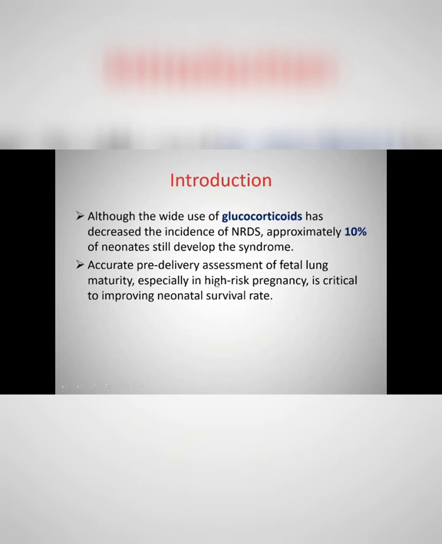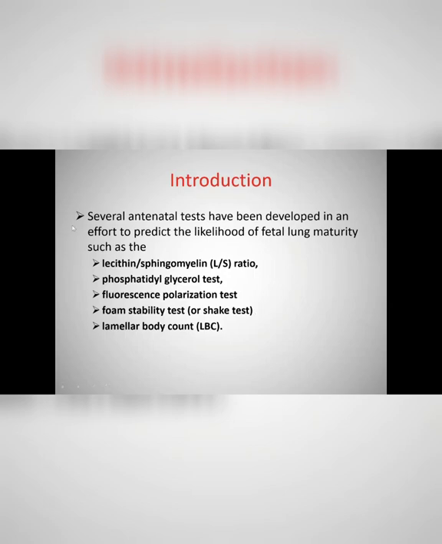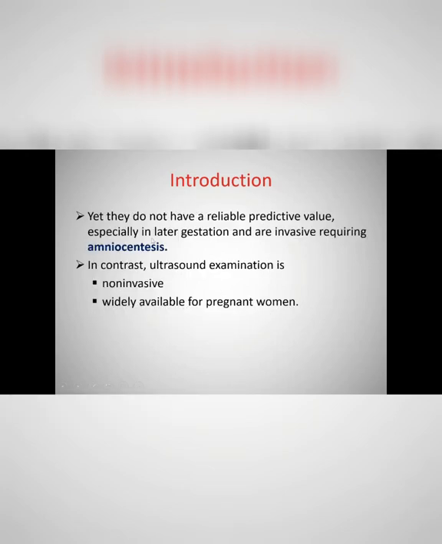Accurate pre-delivery assessment of the fetal lung maturity, especially in high-risk pregnancies, those in which we have to do elective cesarean section, for example, is critical to improving the neonatal survival rate. Several antenatal tests have been developed in an effort to predict the likelihood of fetal lung maturity, like the lecithin and sphingomyelin ratio. Many of the tests necessitate amniocentesis, which is an invasive procedure. Yet they do not have a reliable predictive value, especially in late gestation, and are invasive because they require amniocentesis. In contrast, ultrasound examination is non-invasive and widely available for pregnant women.